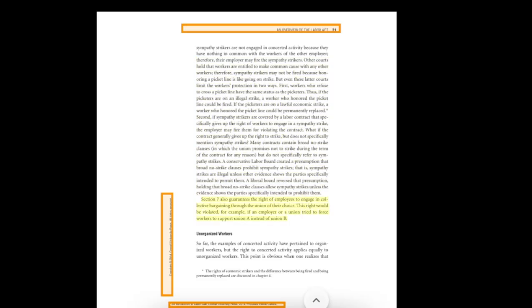Section 7 also guarantees the right of employees to engage in collective bargaining through the union of their choice. This right would be violated, for example, if an employer or union tried to force workers to support Union A instead of Union B.